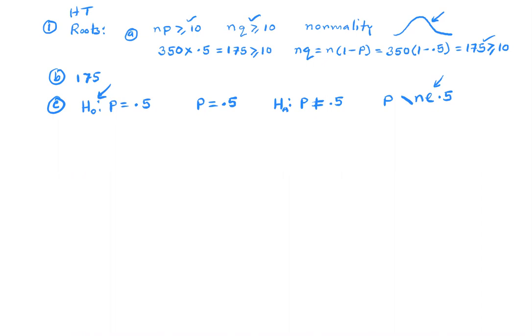P backslash NE 0.5. Yes, it takes it, Professor, like that. If you do the backslash NE 0.5, yeah, it does. Okay, so you don't have to do anything. So that's your alternative hypothesis.